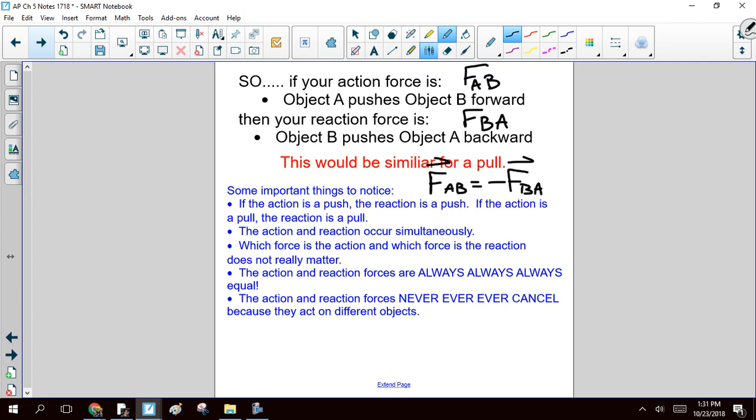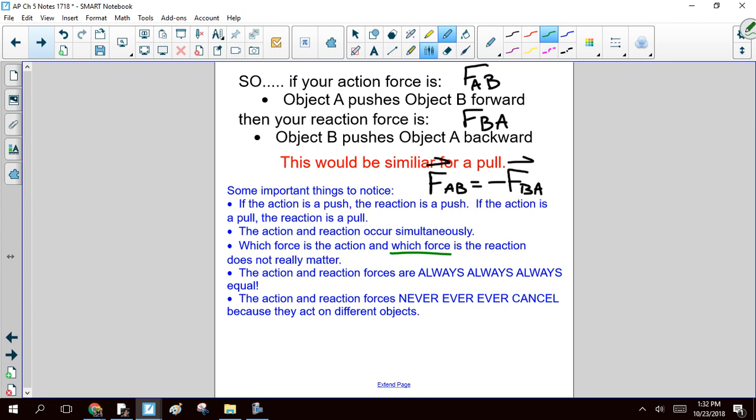Okay? All right, important things to notice. If your action is a push, your reaction is a push. If your action is a pull, your reaction is a pull. Remember, the action and reaction occur simultaneously. As long as object A pushes object B, object B pushes object A. This is not cause and effect, okay? It's not first A pushes B, then B pushes A. They occur simultaneously. Remember that which force is the action and which one is the reaction is totally arbitrary.